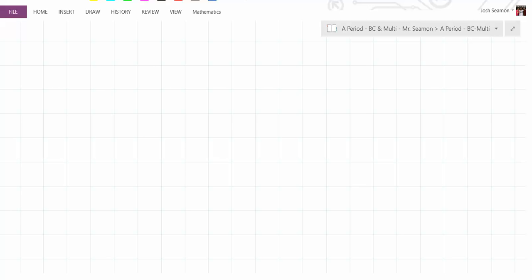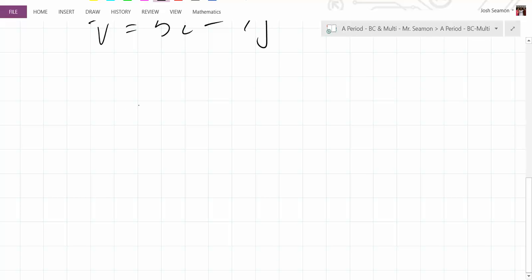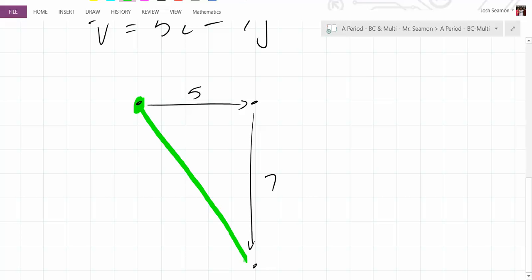It's really fun. So what do we have here? V is equal to what? 5i minus 7j. And then for A, it says draw a position vector for V equals 5i minus 7j. So what does that mean? You're going to go over how much? 5 to the right, and then down how much? 7. So you go over 5, and down 1, 2, 3, 4, 5, 6, 7. So the vector you're looking at is right here.